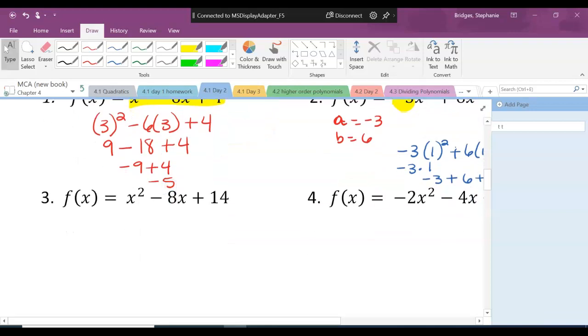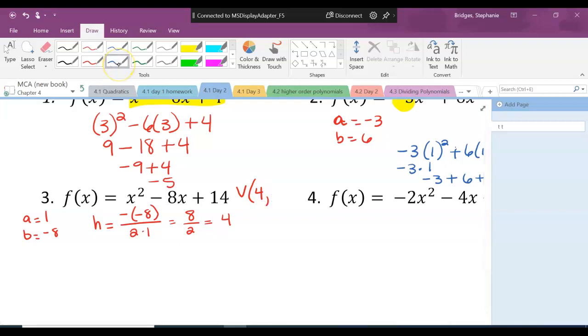What is A in number 3? 1. And what is B? Negative 8. Okay, so again, to find your H value is going to be the opposite of your B over 2 times my A value. What is the opposite of negative 8? Positive 8. And 2 times 1 is 2, and 8 divided by 2 is 4. Okay, so for my vertex, the H value is 4.